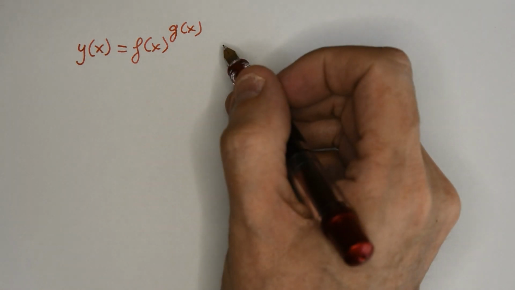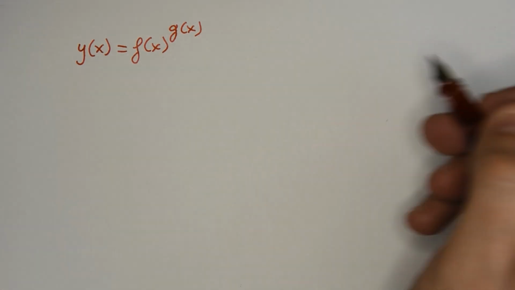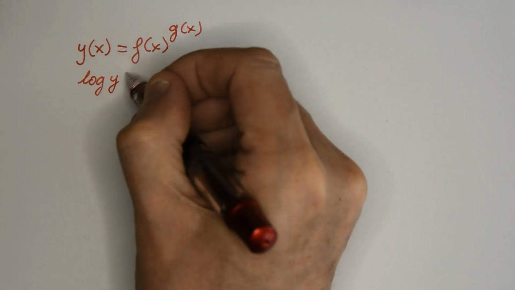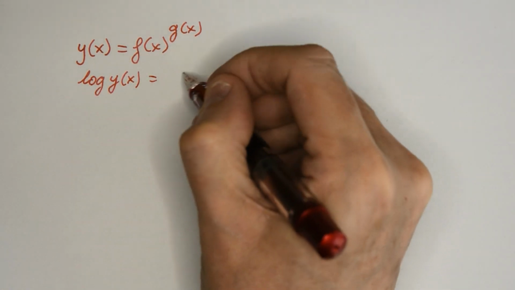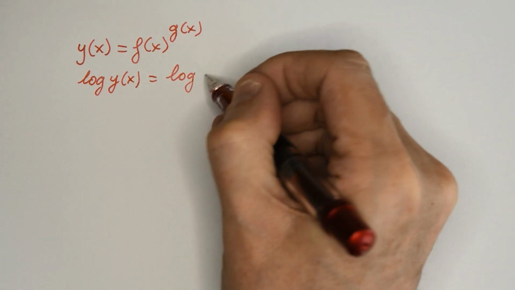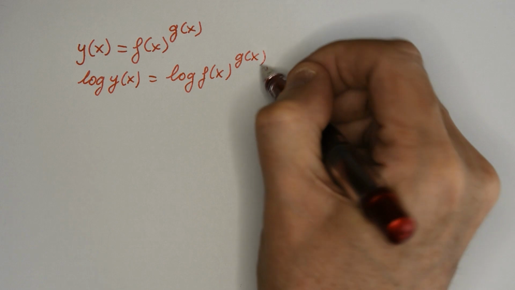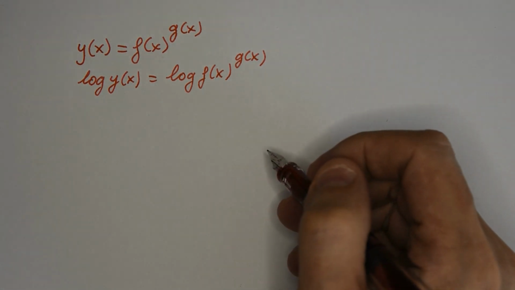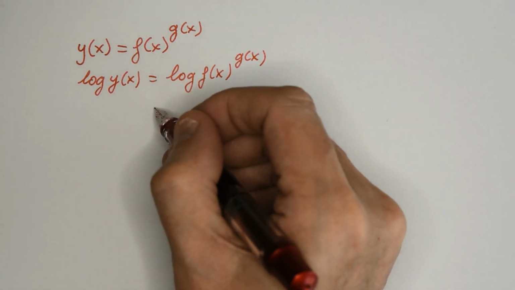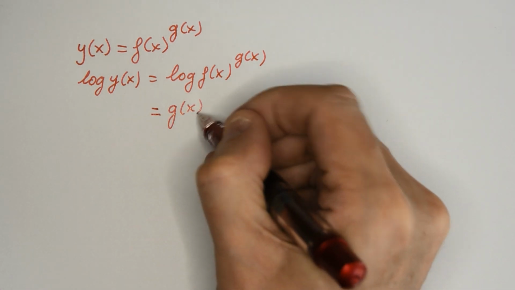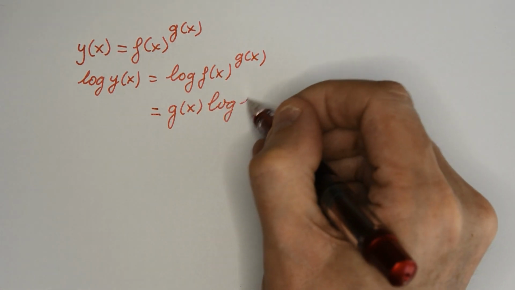So the first step we're going to do is take the logarithm on the left and the right side. So we get log y(x) equals log f(x) to the power of g(x). Now, according to the logarithmic rules, you can say that this is the same as g(x) log f(x).